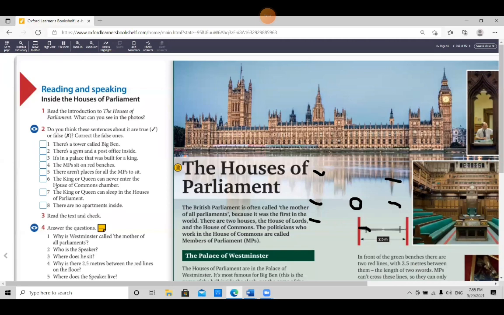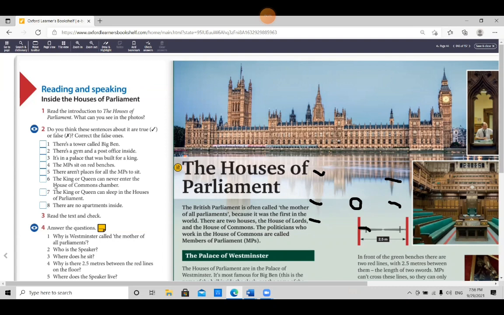The king or queen can never enter the House of Commons chamber. True. This is true. They can't enter this chamber. They can enter the other one. Number 7.